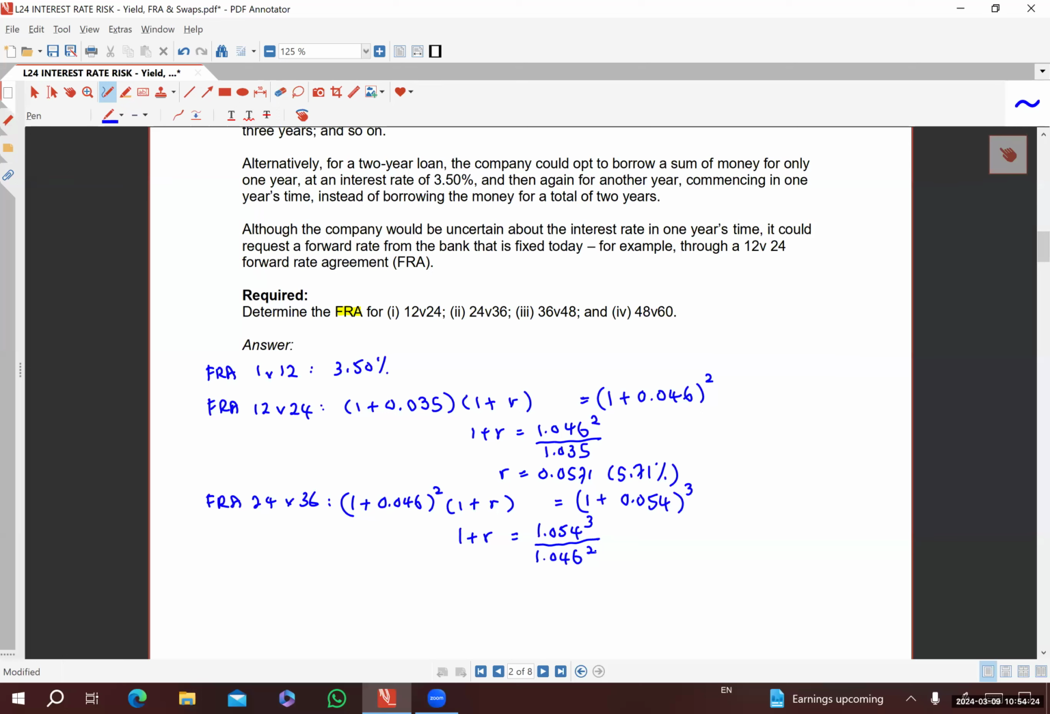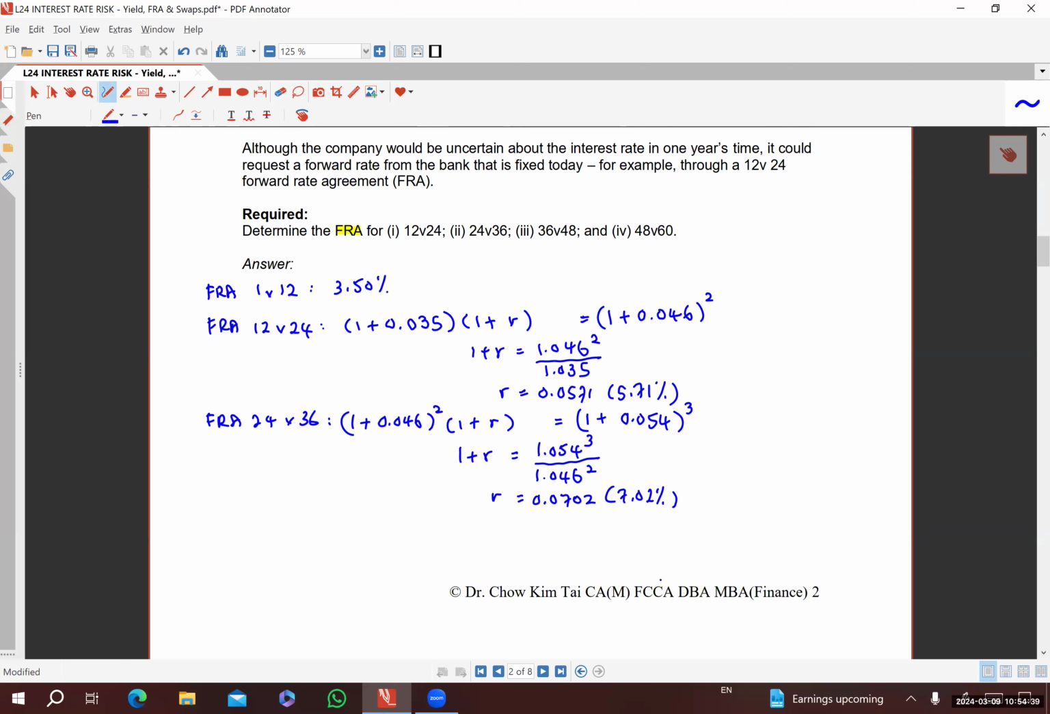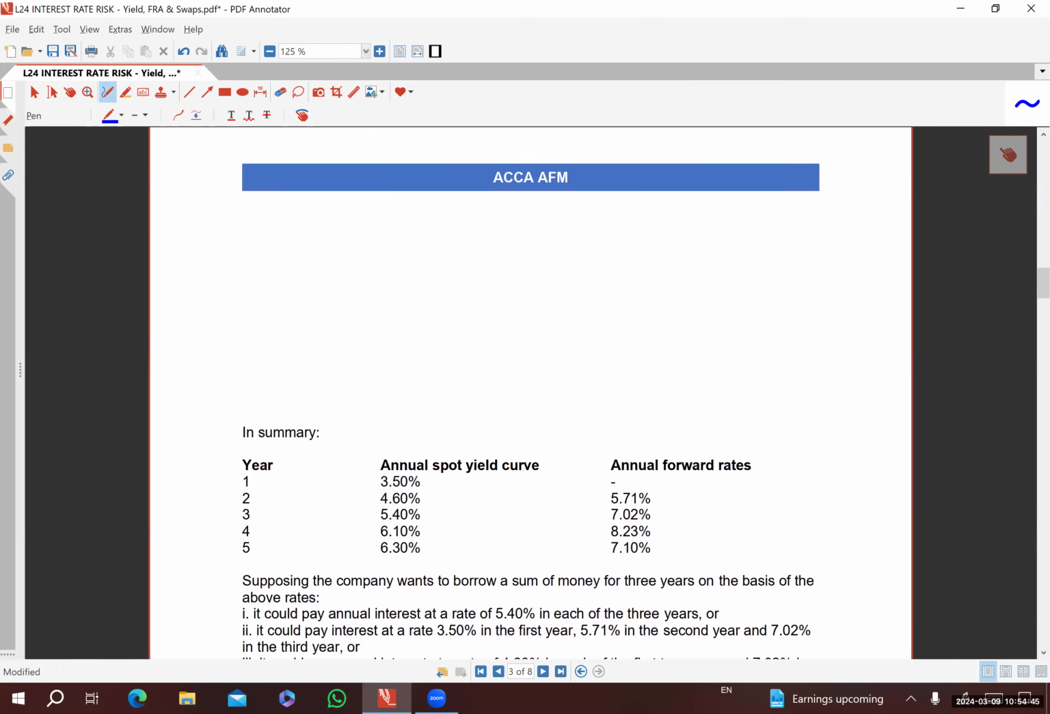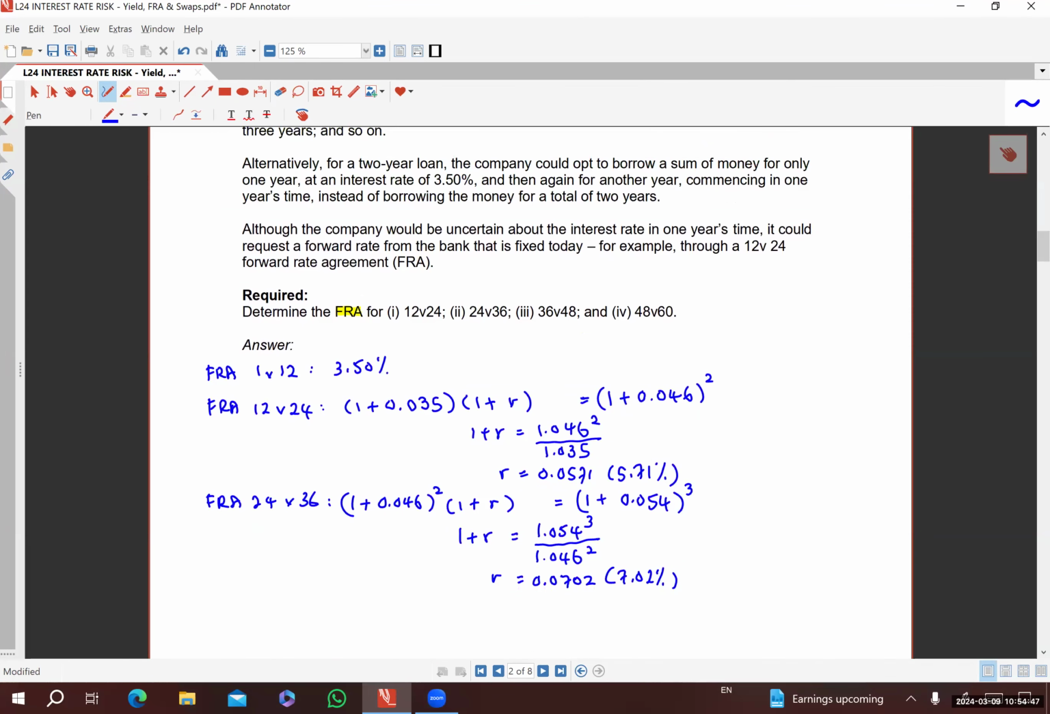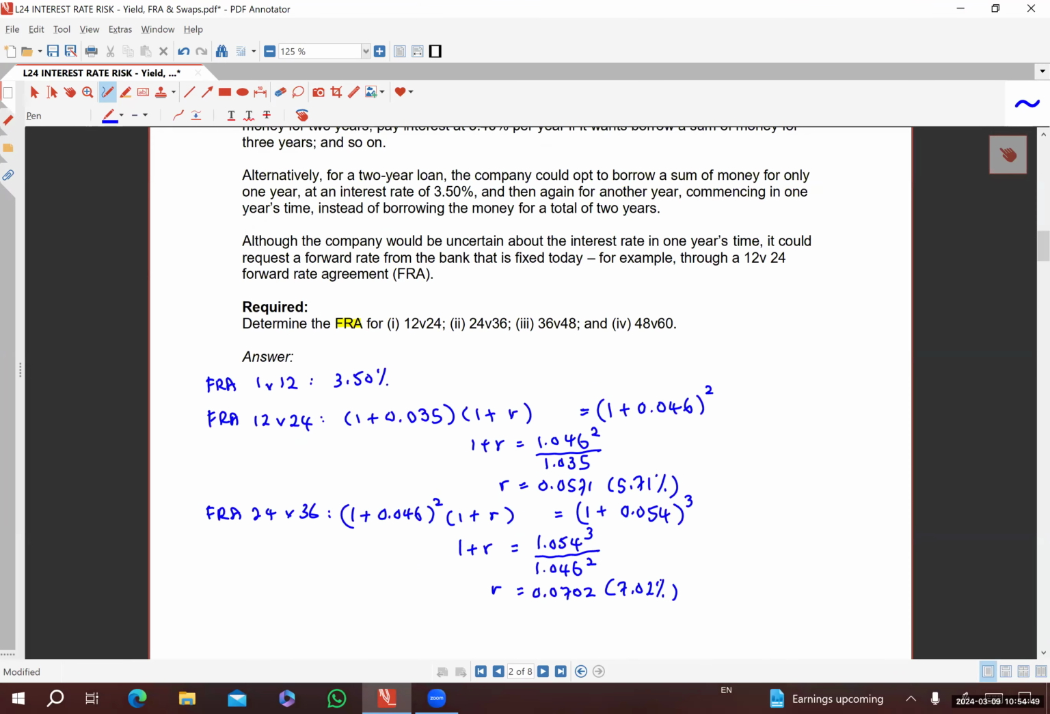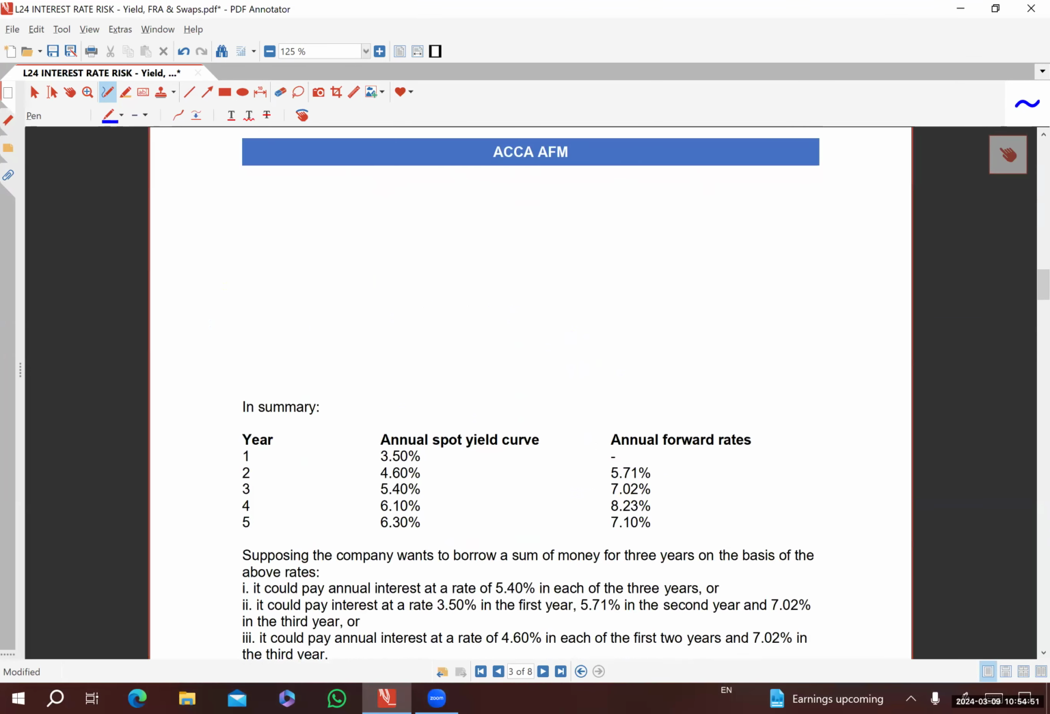So R is equal to 0.0702, or 7.02%. On the same basis, all the FRA rates can be calculated. There is still space here and I need to do 2 more, so I can do it here: 36 to 48.